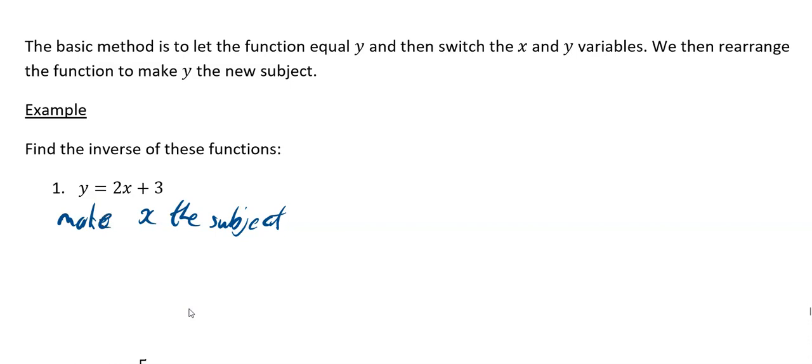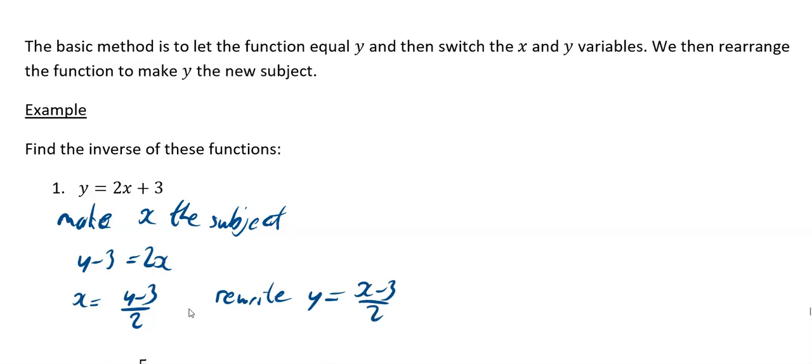So to do that, I'm going to just say y minus 3, first of all, is equal to 2x, which means x is equal to y minus 3 all over 2. And then all I would do is just rewrite that as y is equal to x minus 3 over 2. So what I've said here is the inverse of y is equal to 2x plus 3 is y is equal to x minus 3 over 2. So we're going to test that out, putting in a couple of numerical examples into the original equation, and then we're going to use our new inverse function to see if it takes them back to where they started.